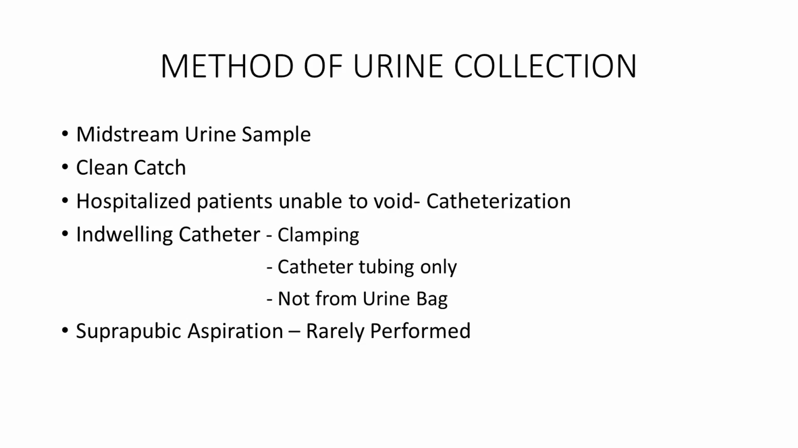And in those patients in whom we are unable to catheterize, he is in retention. In that situation, we do a suprapubic aspiration. We put a needle into the bladder and collect the urine sample for testing.